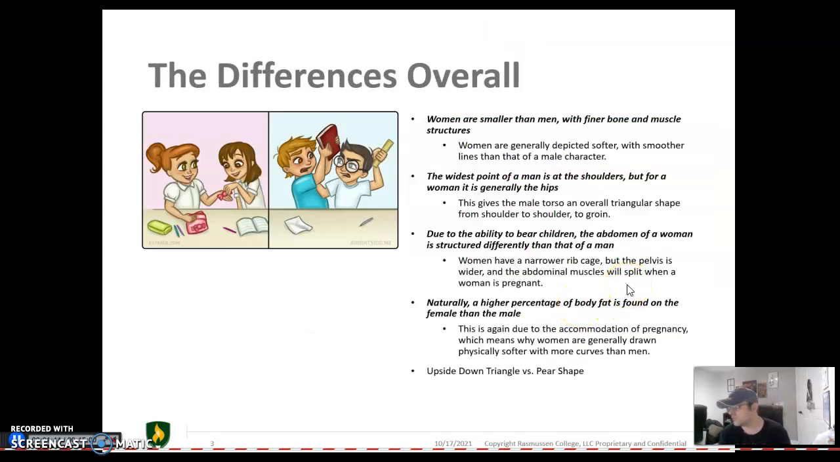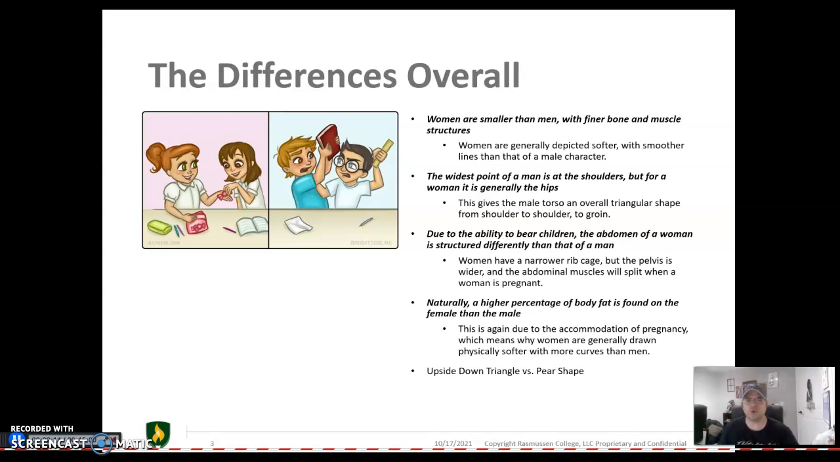However, there are some major differences overall between females and males in how they look. More importantly, women are smaller than men. That is very true, with finer bone and muscle structures. Women are generally depicted as softer, with smoother lines than a male character. Unlike men, who are more angular, and the widest point of a man is a lot of times at the shoulders. But for a woman, it's generally at the hips.